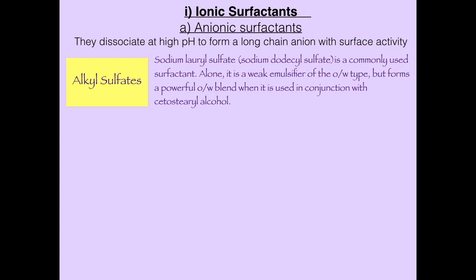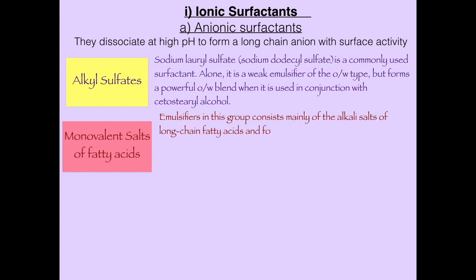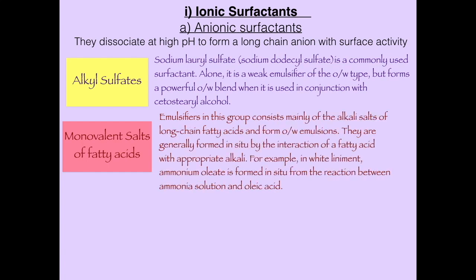Alone, it is a weak emulsifier of the oil in water type, but forms a powerful oil in water blend when it is used in conjunction with cetostearyl alcohol. Other examples are monovalent salts of fatty acids. Emulsifiers in this group consist mainly of the alkali salts of long chain fatty acids and form oil in water emulsions. They are generally formed in situ by the interaction of a fatty acid with appropriate alkali. For example, in white liniment, ammonium oleate is formed in situ from the reaction between ammonia solution and oleic acid.